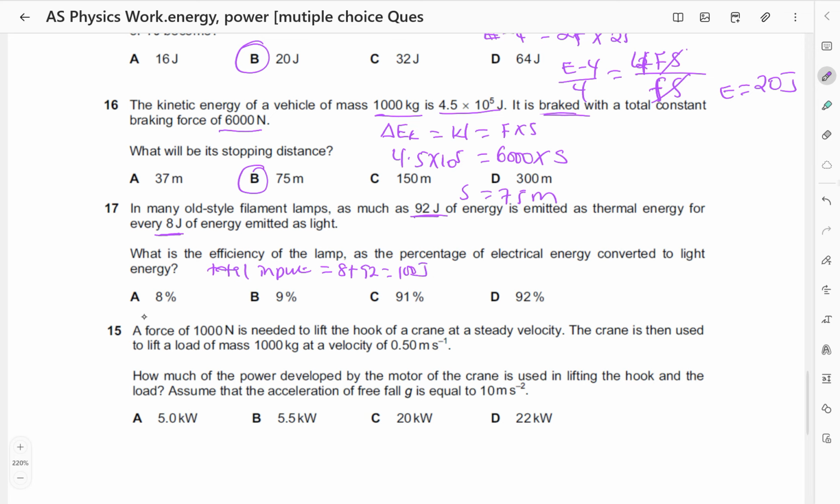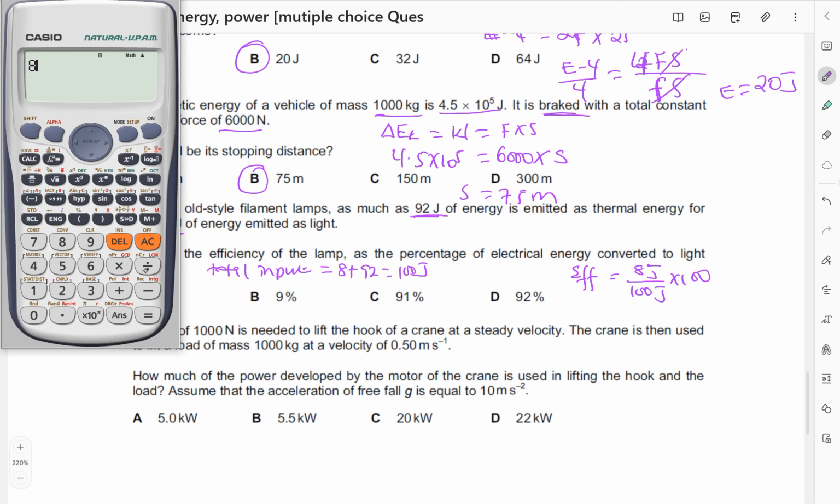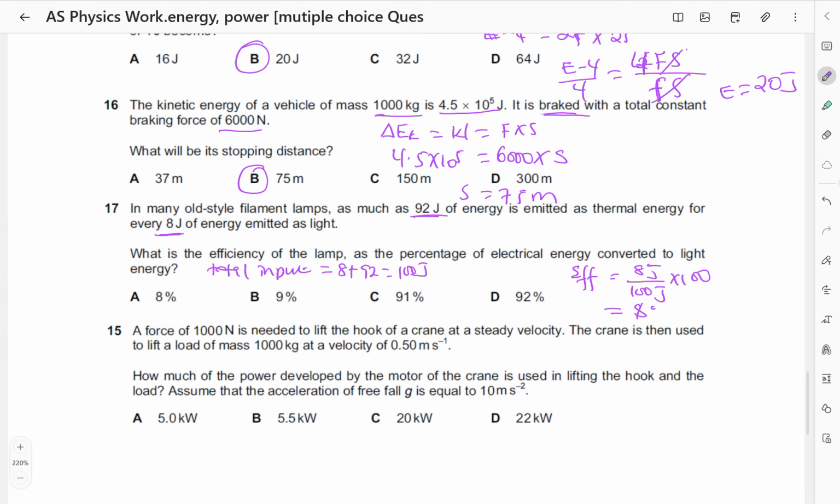That is energy input. But we know that efficiency is going to be the energy output, which is 8 joules, divided by the energy input, which is 100 joules, then times 100. So you have 8 times 100. Of course, without even calculation, this is 8%. So the answer is going to be A.